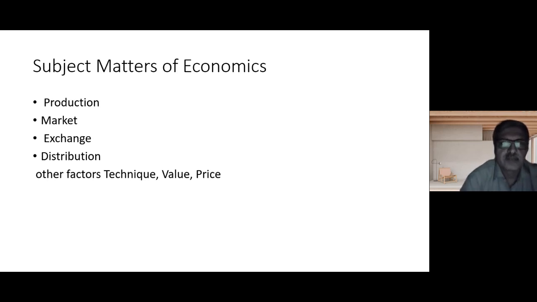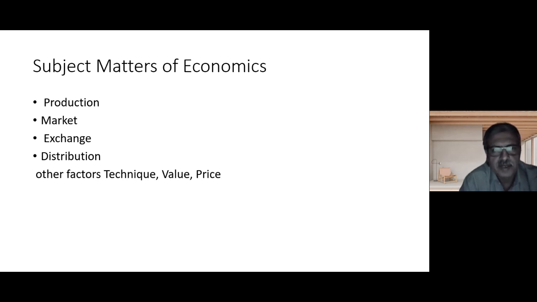Now, what are the subject matters of economics? This also we dealt with last time. There are four areas that an economist is interested in dealing with. The first one is production: what goods to make, how much to make, in what quantity, and which technology to use. All these are called production.